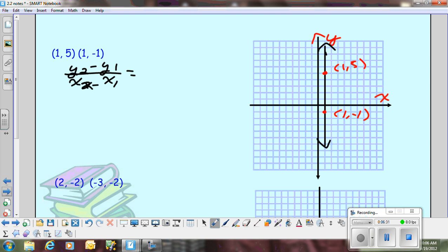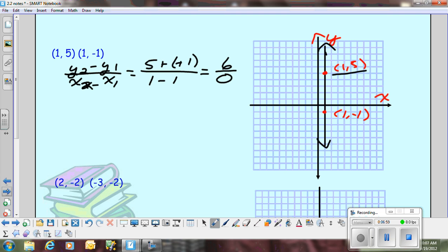Pick this one first. So I'll look at my y values. I get 5 minus a -1. This becomes a plus. And then I have 1 minus 1 on the bottom. 6 over 0. Undefined. When you divide by 0, it is undefined.